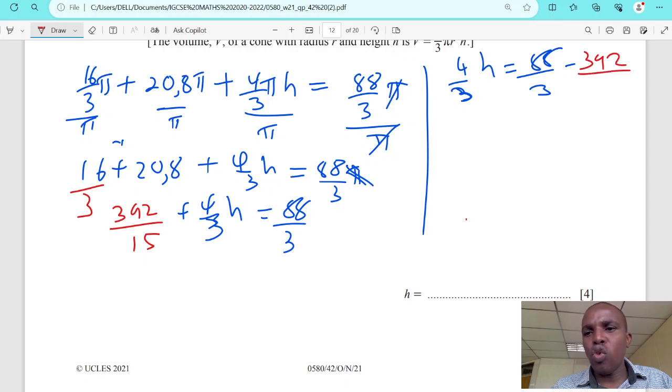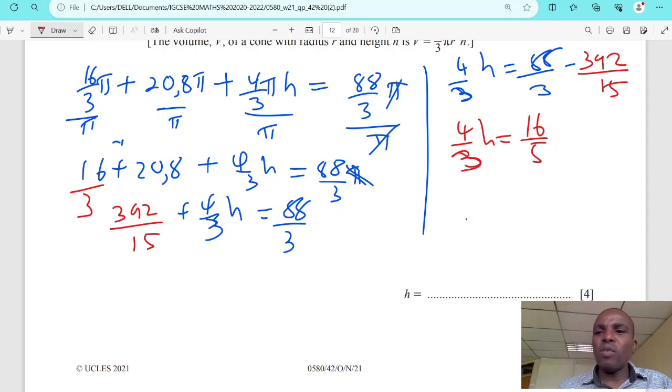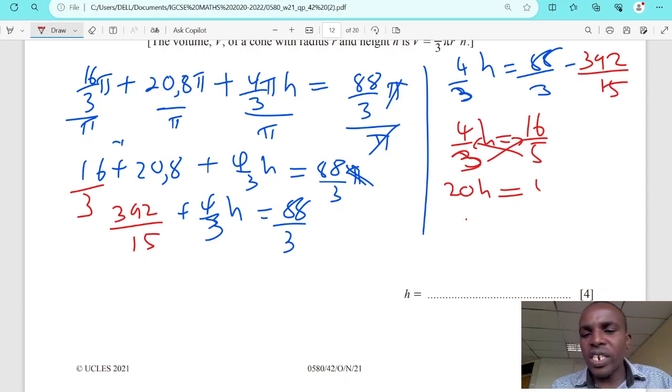So 392 over 15. Then if you simplify here, you say 88 over 3 minus that, 16 over 5. So it's 4 over 3 h is equal to 16 over 5. Then you can simplify this one. You can multiply by 5 both sides. It will be 20h. Or cross multiplication, this side, this side. Then 16 by 3. What do you get? 48. So h will be 48 divided by 20.